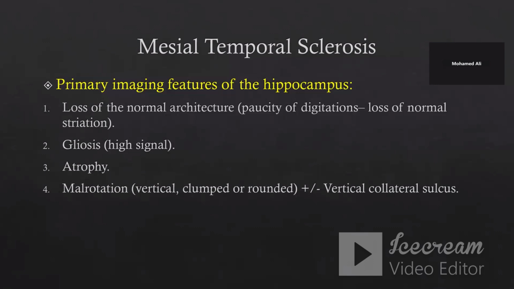We discussed in the first part that the hippocampus normally has horizontal orientation, parallel to the temporal horn superiorly, and also parallel to the collateral sulcus inferiorly. But once we have vertical orientation of the hippocampus, or the hippocampus appears as a clumped or rounded structure, this is considered abnormal, and we can use this to diagnose mesial temporal sclerosis. Sometimes, if we have malrotation of the hippocampus, we have a vertical collateral sulcus as well.